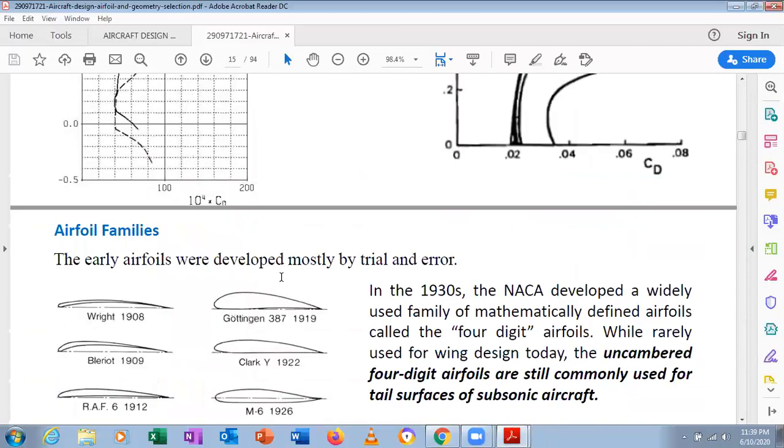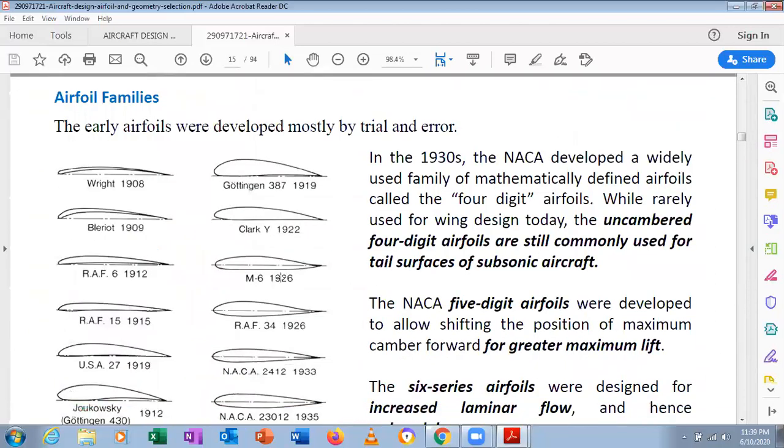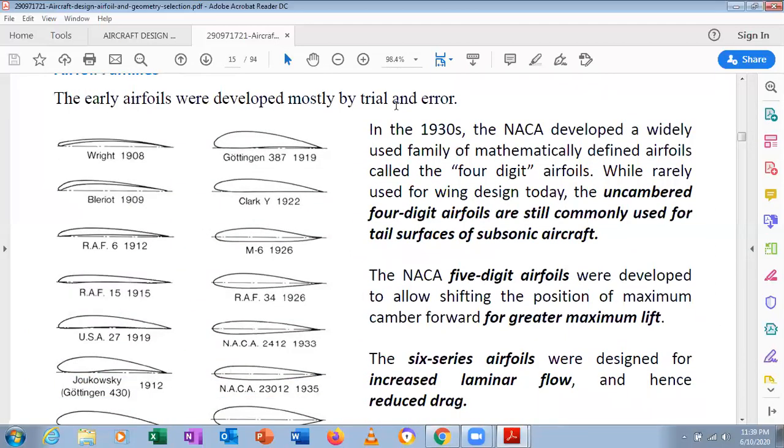And we can see our airfoil families. Early airfoils were developed mostly by trial and error, and here you have to give your attention. Look here, you have the Wright 1908, Blériot, and RAF 6 1912. These are the Göttingen, Clark Y, M6, and RAF 34. And NACA 2412, NACA 23012. These are all the different types of airfoils when you look into it.